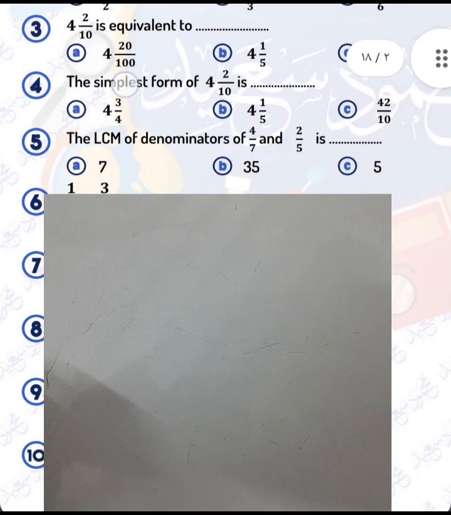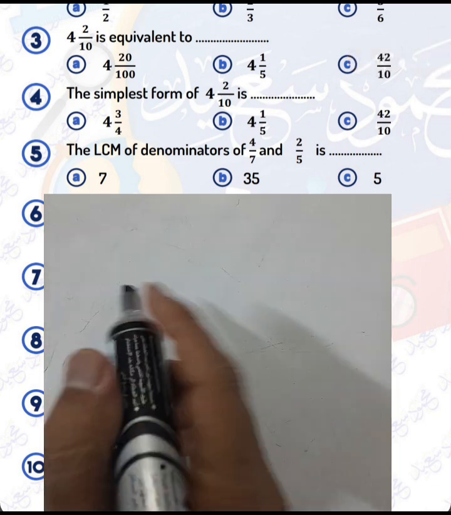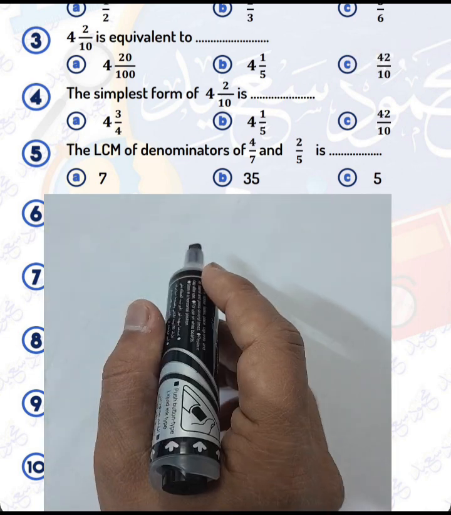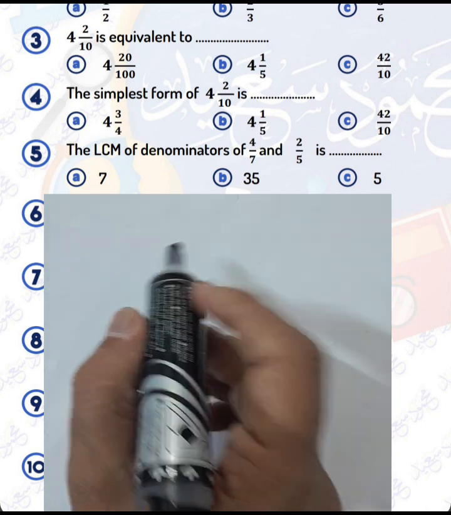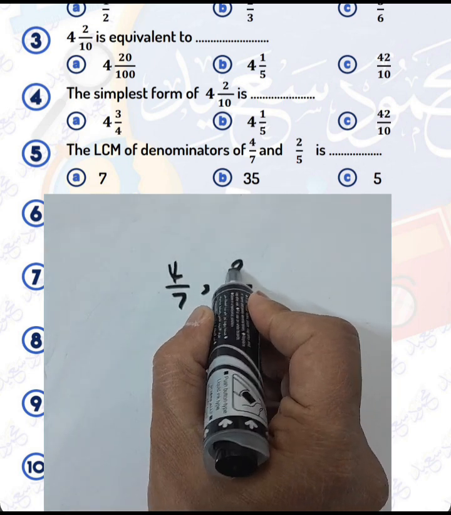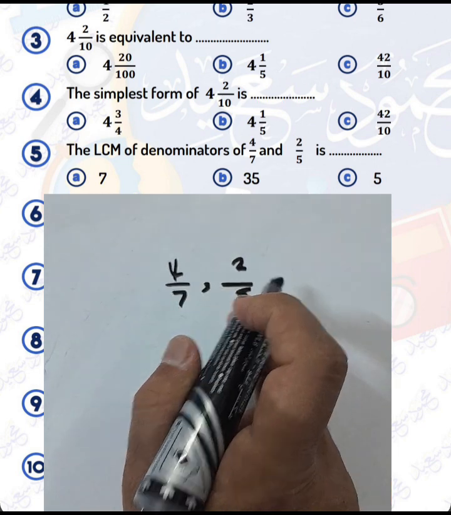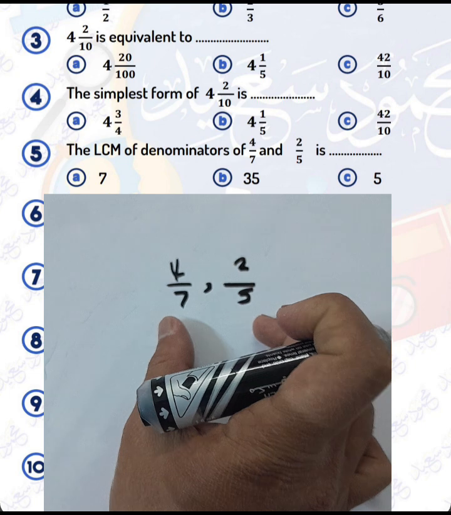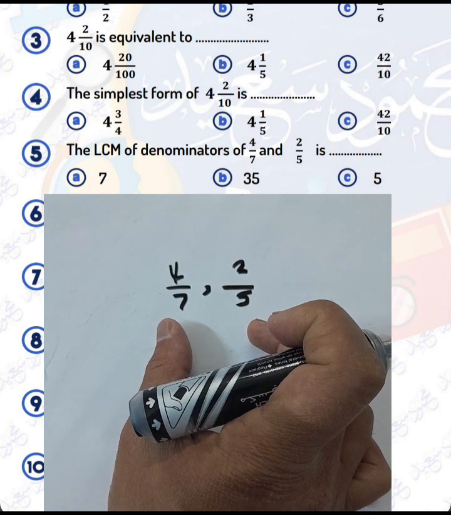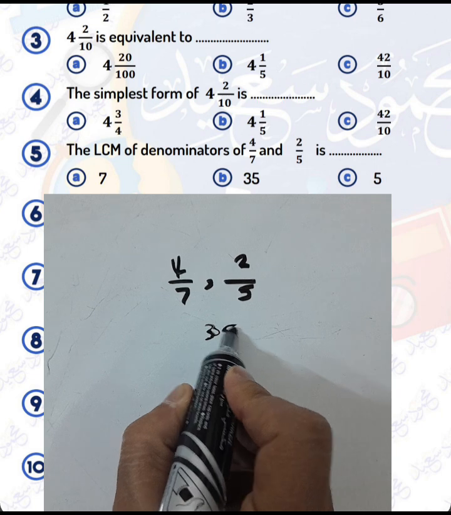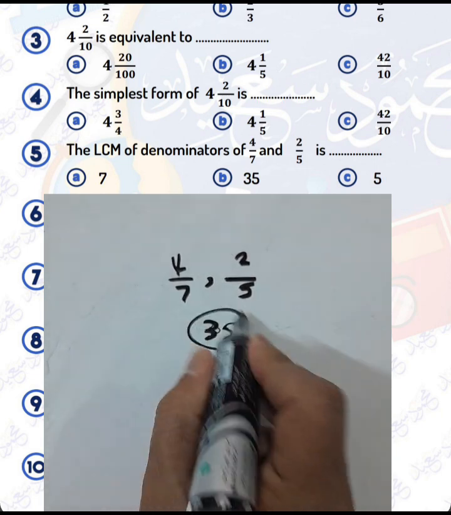Next example, the least common multiple of the denominators of 4 over 7 and 2 over 5. We know 7 and 5 are relatively prime numbers. Then the least common multiple between the two denominators will be their product. 7 times 5 equals 35. The result will be 35.